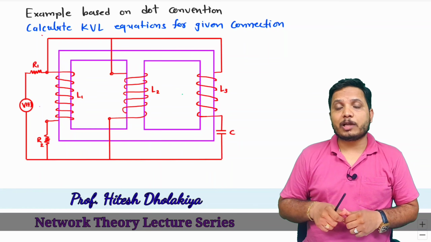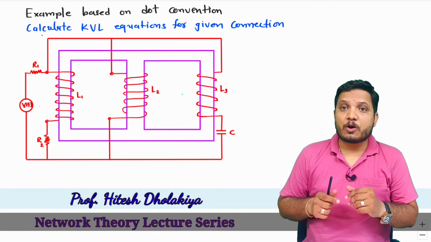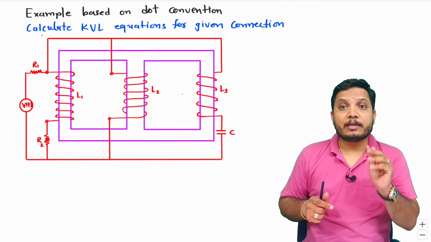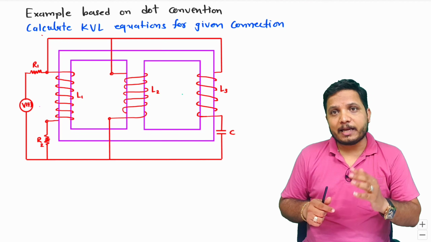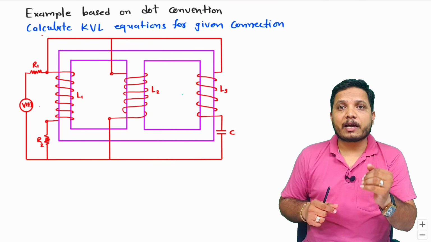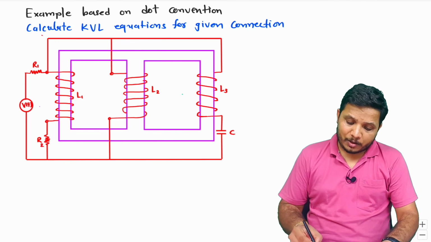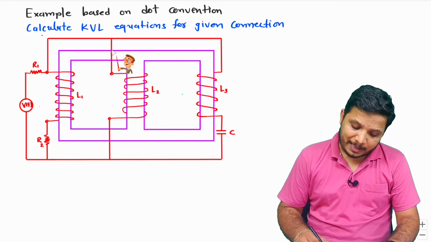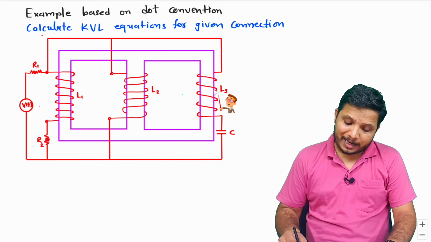I, Professor Hitesh Dolakia, am going to explain a very interesting example based on dot convention in this video. See, in my previous video, I have already explained dot convention, which is used to identify the polarity of induced EMF. So here you can see in our circuit we have three inductors L1, L2 and L3.